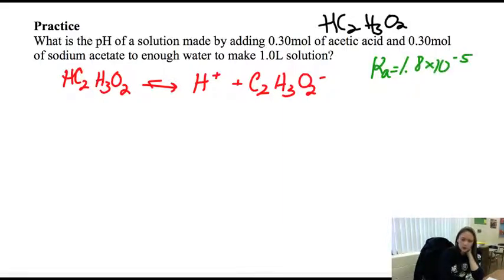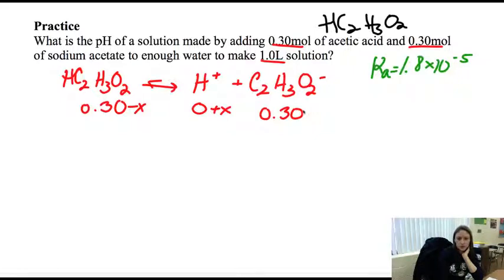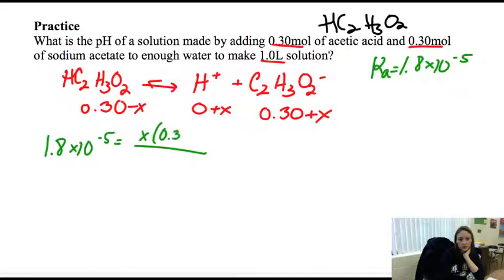Now if we do kind of our ice tables here, I have my initial. In this case I have two things that I'm adding together. So I have 0.3 moles of that acetic acid, which means I have a 0.3 molar solution because it's 1 liter. I don't have any of the H plus to begin with, but I am adding that same amount of sodium acetate, which means I have a 0.3 molar solution of the acetate ion. So here I'm still shifting to the right because I don't have any H plus to start with. And I'm going to use my Ka and plug all my numbers in. Products over reactants, so x times 0.3 plus x over 0.3 minus x.